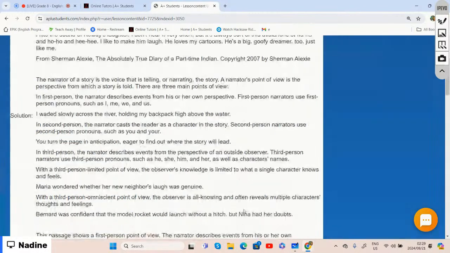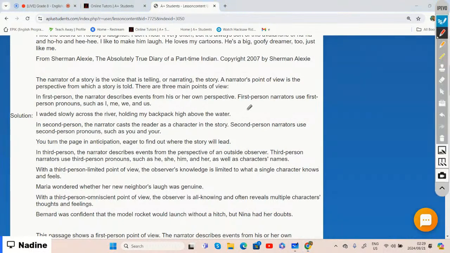In the first person, you need to keep in mind that the narrator uses first person pronouns such as I, me, we, and us, right? In the second person, the narrator uses pronouns such as you and your, because it's not referring to the next person. In the first person, it is more personal. It's like me doing something, like I'm doing something, right? We or us, giving our perspective as if we are in the story.